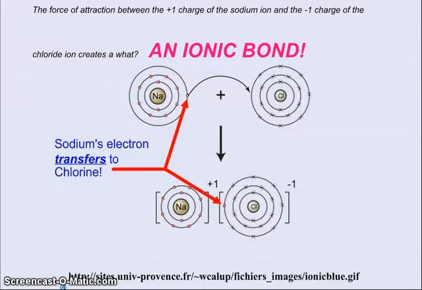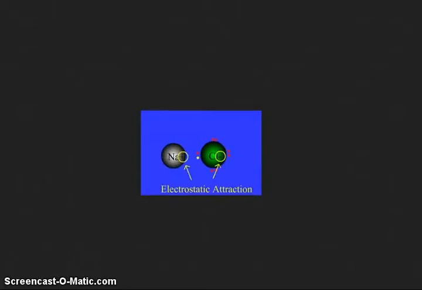Here is a fun little visual of this transferring going on that I know you're just going to totally enjoy. So sodium comes along, transfers its electron to chlorine. Sodium becomes positive, chlorine becomes negative chloride, and there's the electrostatic attraction holding them together. I told you you'd totally enjoy that little visual.